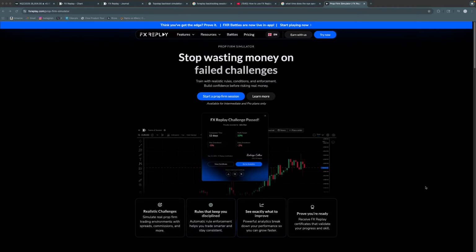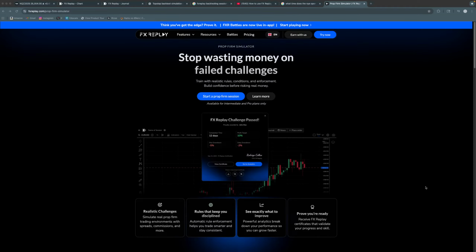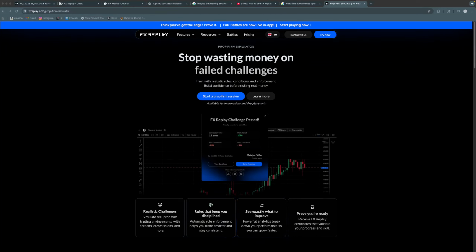I see it all the time where people will learn some concepts and learn the model, and then they'll go into buying their first eval without even paper trading at first and without even backtesting. So it's really important you start backtesting, you start paper trading first before you even think about buying an eval.